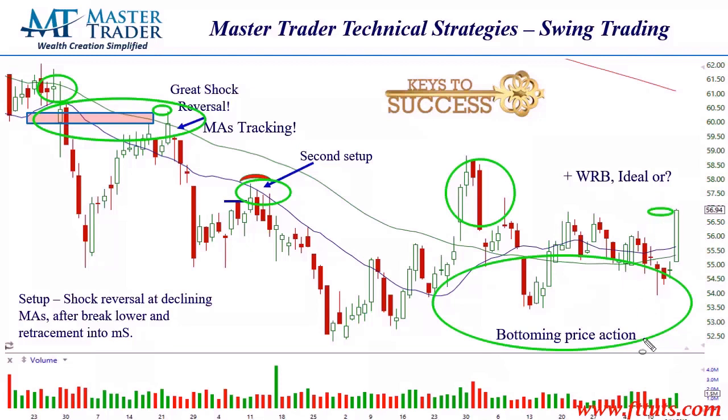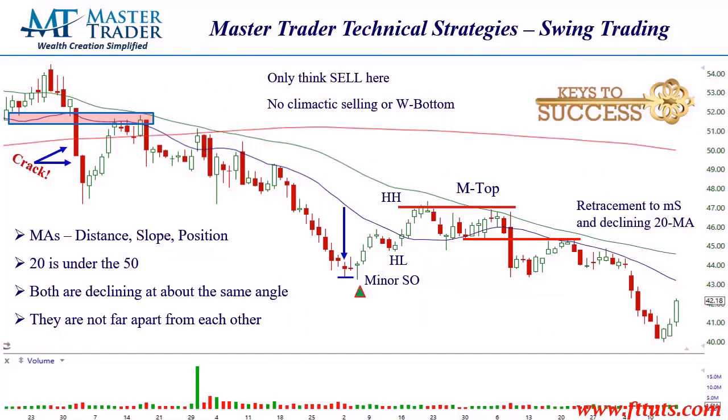Since we've got this wide range bar here, I certainly would have liked to have seen more volume occur on something like that. But clearly it's a bottoming process. Now here's another short sale setup for a swing where you've got a crack.